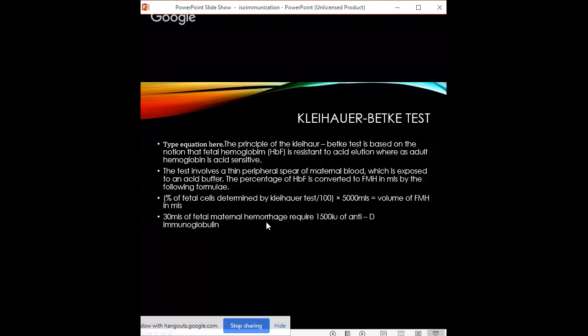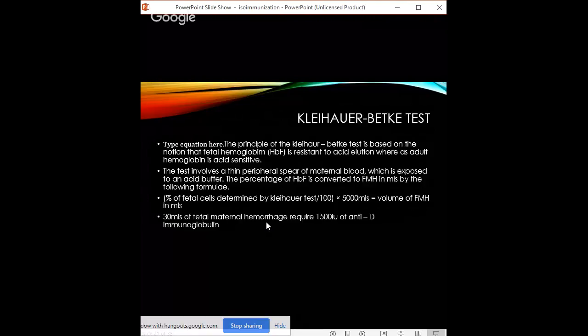So the principle of the Kleihauer testing is based on the notion that fetal hemoglobin is resistant to acid, whereas adult hemoglobin is very acid sensitive.